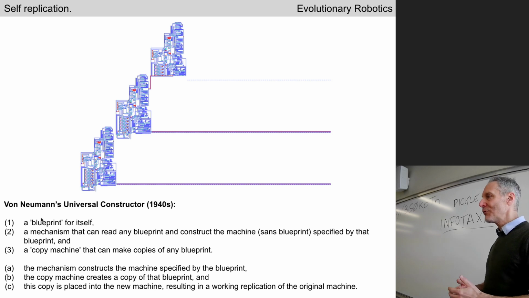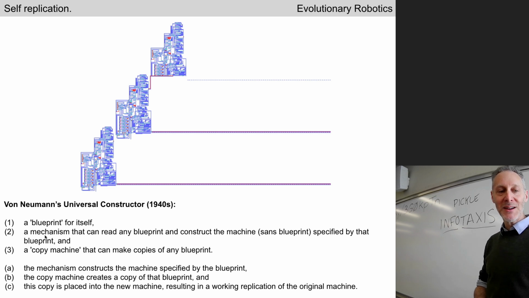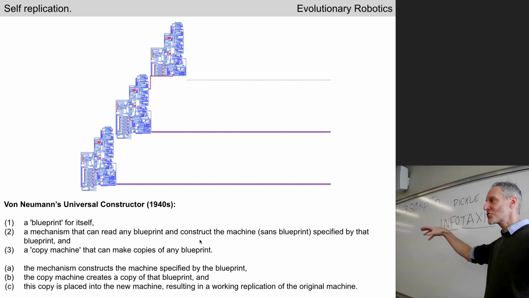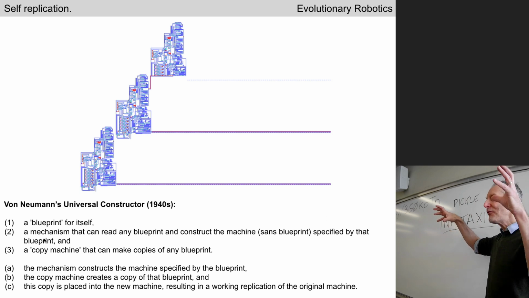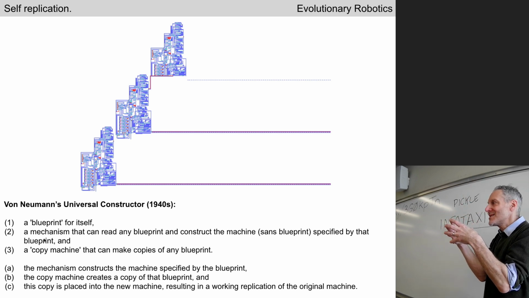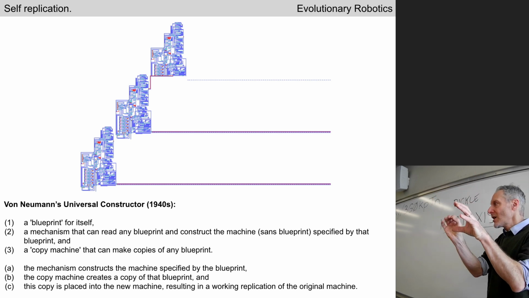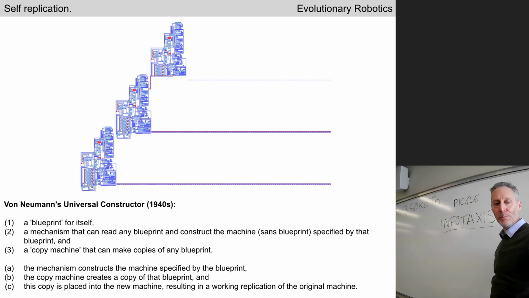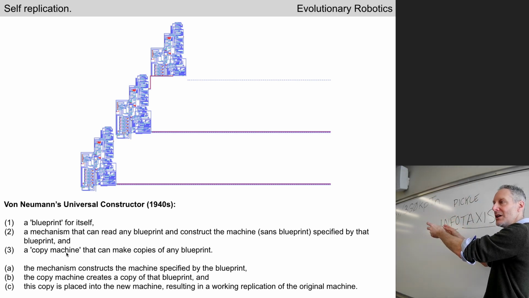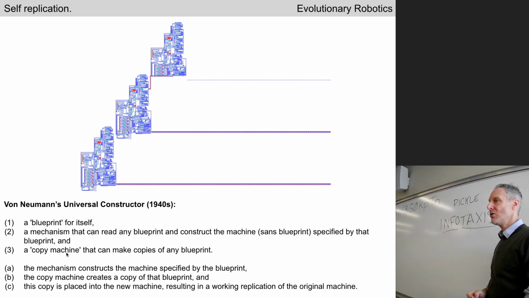A blueprint on its own, of course, is not sufficient because a blueprint doesn't do anything. So you need something that does something. You need a mechanism. What should that mechanism do? It should read the blueprint, and follow the instructions in the blueprint. Construct a machine, make another machine without the blueprint. You read the blueprint and you make the machine that's specified in the blueprint. And then finally, you need another little machine inside that sees the blueprint, copies the blueprint, and puts the copy of that new blueprint in the new hollow machine, and then turn it on and off you go, right?